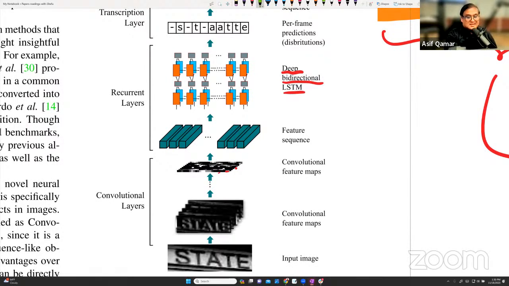So let's think of it this way. Suppose you had this much "stat". Now, what are the most probable characters after that? E, S. If it was S, it would be "stats", E, "state". But the unlikely ones are Z or B, isn't it? So how do you know what is more likely?